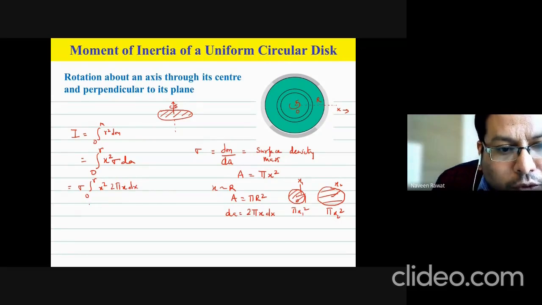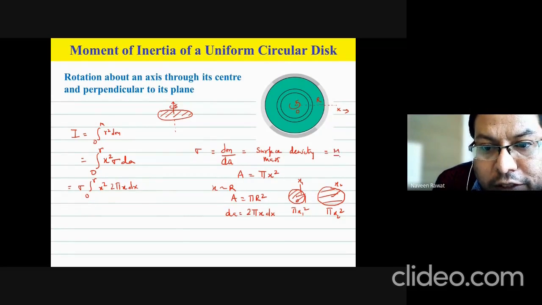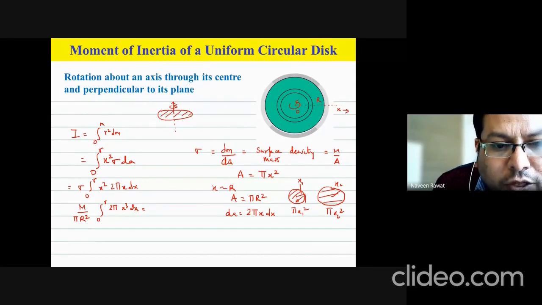So what is sigma? Sigma is just m over a. That is the standard formula, mass by area. The total area is pi r square. So that is my sigma. I have integral 0 to r. 2 pi is constant, so it will just stay as it is. I have x cube term. So I can take the value of this x cube and integrate it. So I will get x raised to 4 by 4.